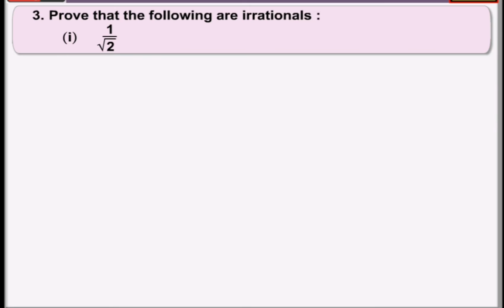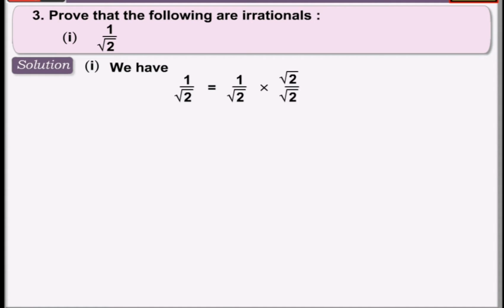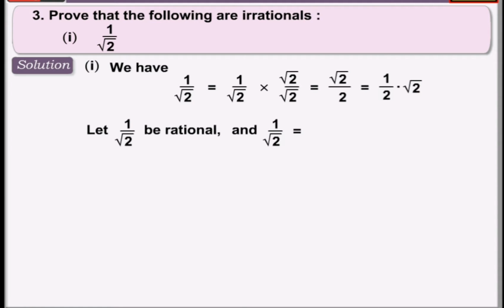Prove that the following are irrationals. Number 1. 1 upon root 2. Solution. We have 1 upon root 2. It is equal to 1 upon root 2 into root 2 upon root 2. That is root 2 upon 2. That is 1 upon 2 into root 2. Let 1 upon root 2 be rational, and 1 upon root 2 is equal to 1 upon 2 into root 2. Therefore, 1 upon 2 into root 2 is rational.